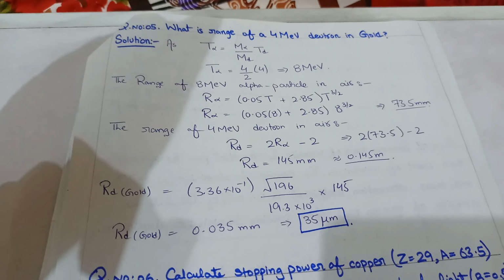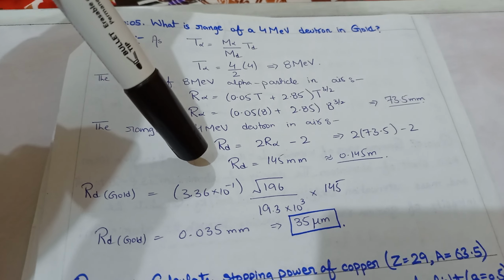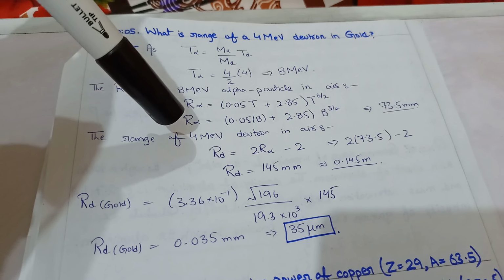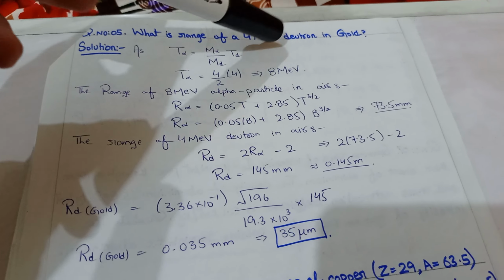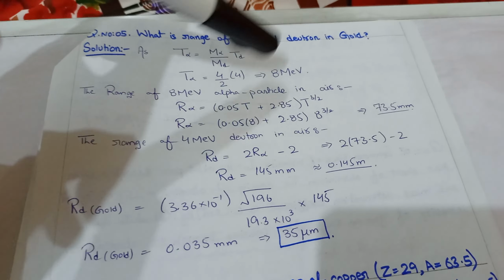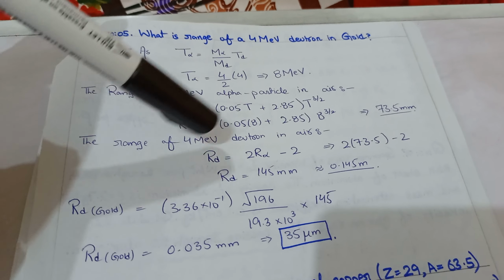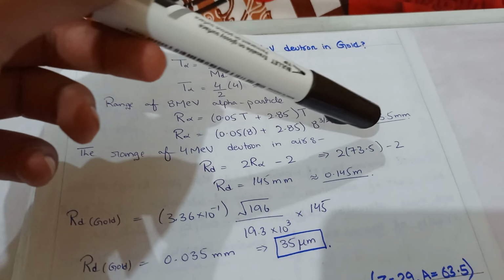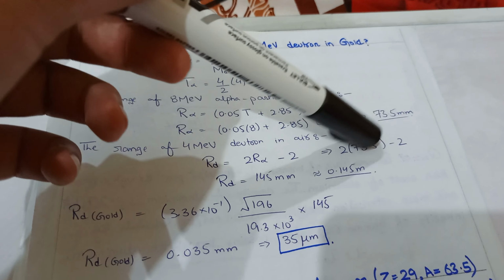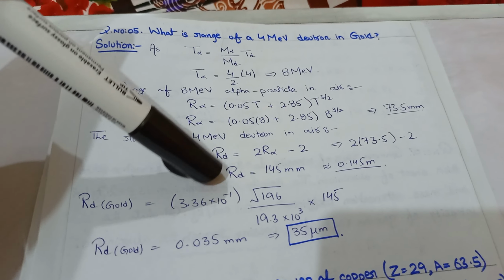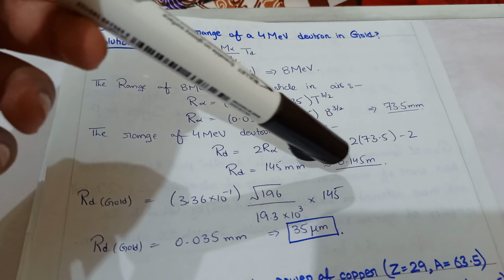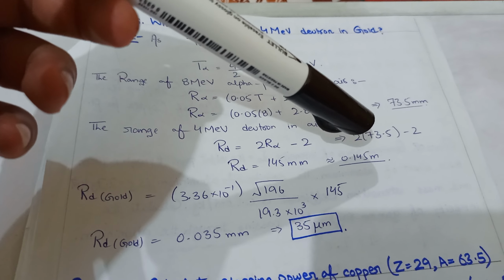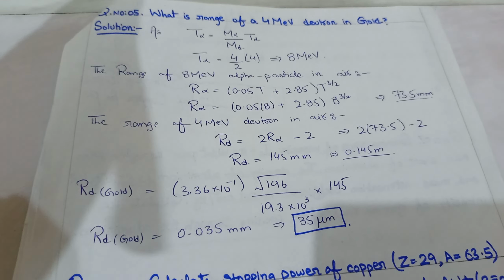For this, this is our formula for the range of deuteron. This is the range of the alpha particle, but we have to find the range of a 4 mega electron volt deuteron. For the case of deuteron there is another formula, which is equal to 2 times the range of the alpha particle minus 2, where the range of the alpha particle we found is 735. This is our final expression, 145 millimeter, which is equal to 0.145 meters. This is our range in deuteron.